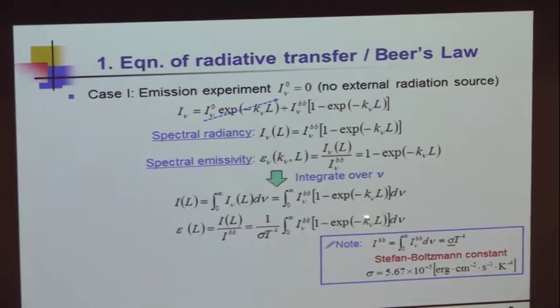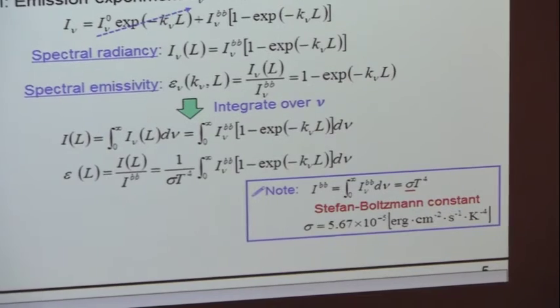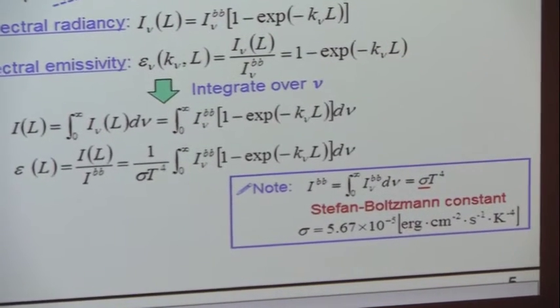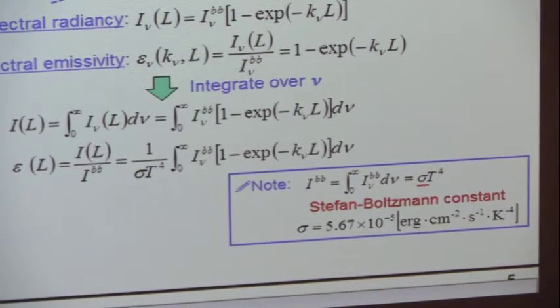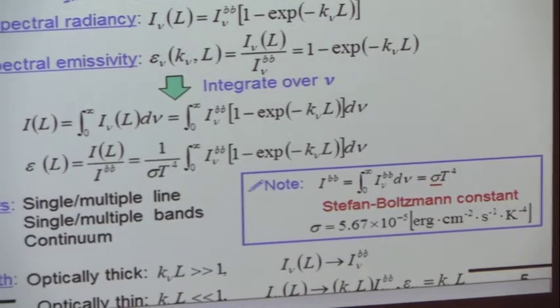If k nu L is 0, I get no emission. In other words, no absorption, no emission. If it's optically thick, meaning k nu L is large, I recover the black body result. So if you give me a long enough sample of gas, L long enough, even for small k nu, it eventually looks like a black body. So everything's in terms of the spectral absorption coefficient.